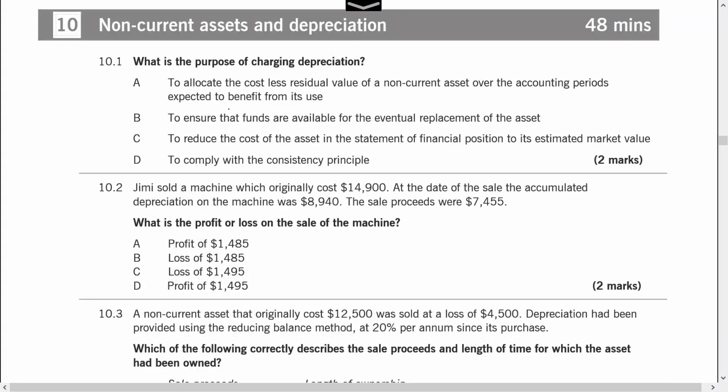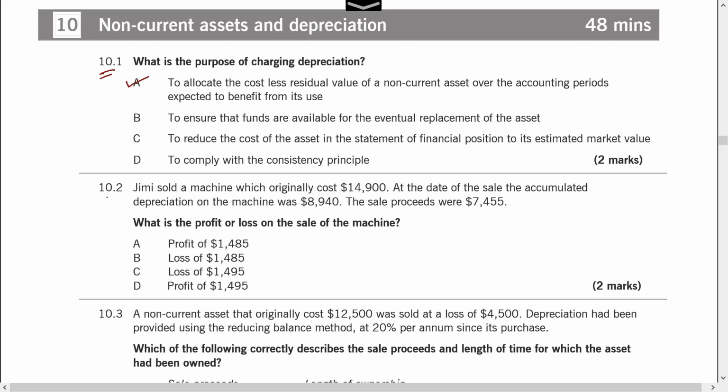So first of all, we have question number 1 here. What is the purpose of charging depreciation? To allocate the cost less residual value of a non-current asset over the accounting periods expected to benefit from its use. And yes, it's the right option as we just discussed.